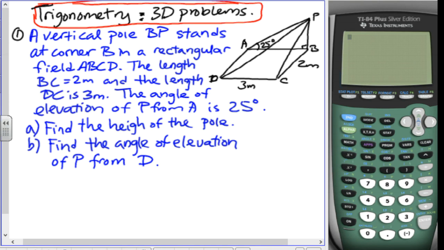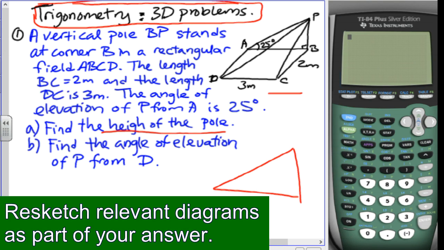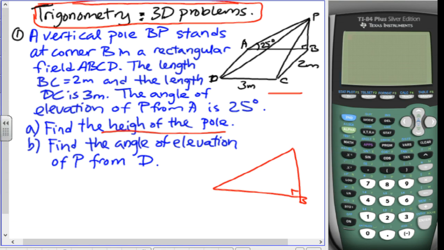Consider this 3D problem. What we're given is this diagram over here, and we need to find the height of the pole. For question A, we basically need to look at this triangle, the X. Always try to draw out the relevant triangle. So this is B, P, and this is A. Over here is 25 degrees, all right?